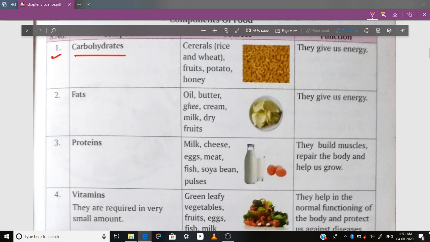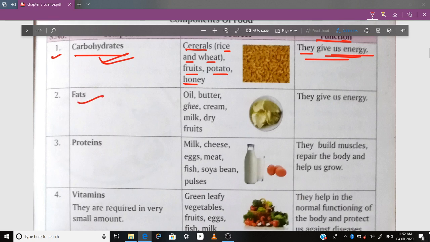First of all, carbohydrate. What are the sources of carbohydrate? From where do we get carbohydrate? Cereals, meaning rice, wheat, and also fruits, potatoes, honey, all these are the main sources of carbohydrate. And what is the function? What do carbohydrates do? They give us energy. They provide energy to the body. So when we need energy, we need to have carbohydrates such as cereals, fruit, potatoes, honey.